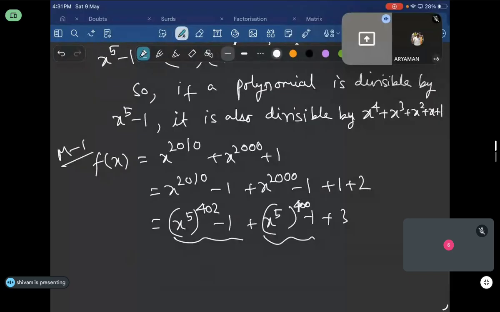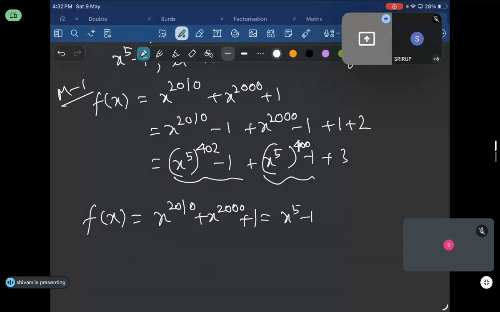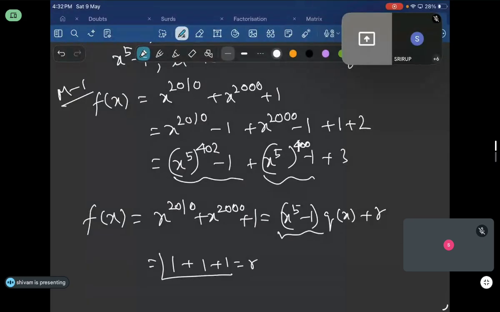There's another method. Now we know that we actually need to divide by x to the power 5 minus 1, right? So can I write f of x equal to x to the power 2010 plus x to the power 2000 plus 1, dividend is equal to divisor into quotient plus the remainder. The remainder we need to find out. In order to get the remainder, we need to substitute x to the power 5 is equal to 1. Substitute x power 5 is equal to 1, you will get 1 plus 1 plus 1 is equal to the remainder. Done. Tell me, are you people getting this method? Remainder is equal to 3.